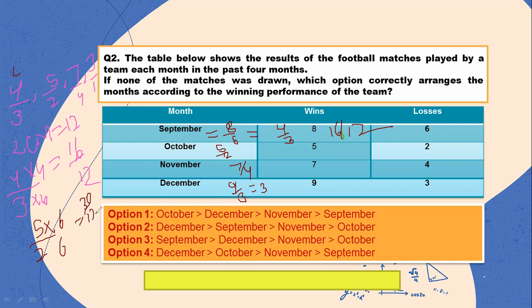30 upon 12. So this will become 30 upon 12. Then for 7 by 4, you can multiply by 3. So 7 3s are 21. So this will become 21 upon 12. And for 9, it is only 3, so you have to multiply by 12. So it will become 36 upon 12.